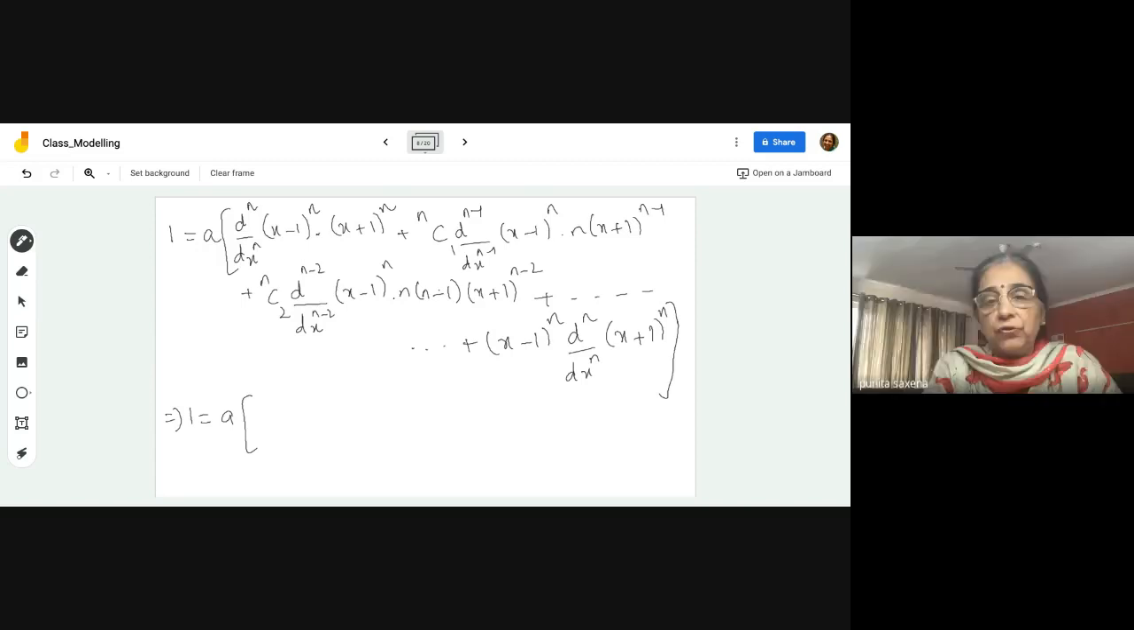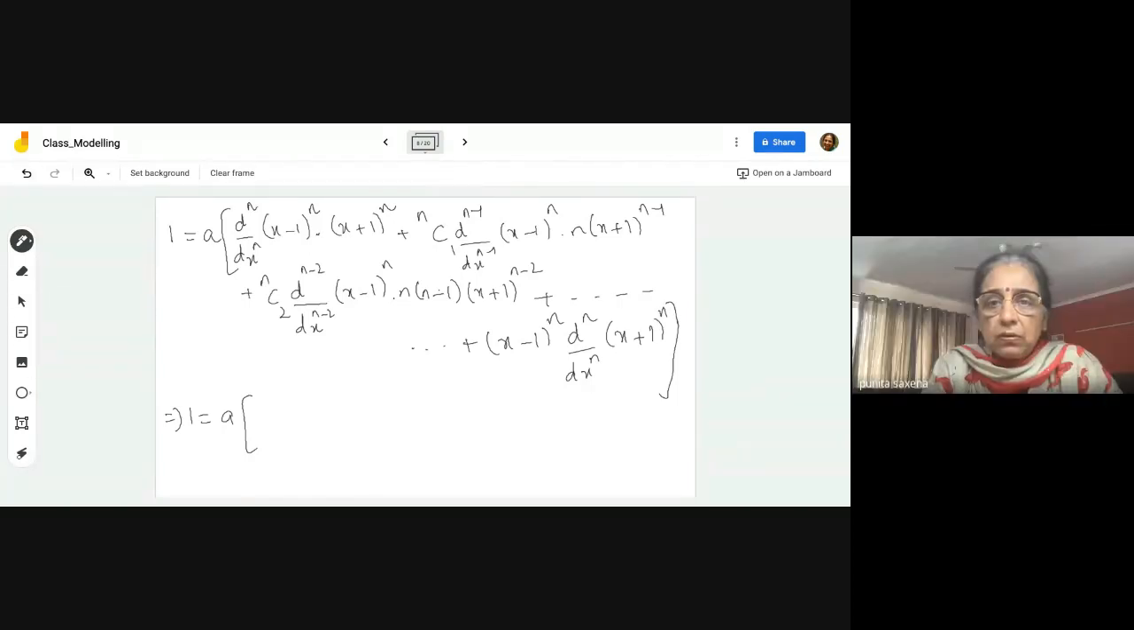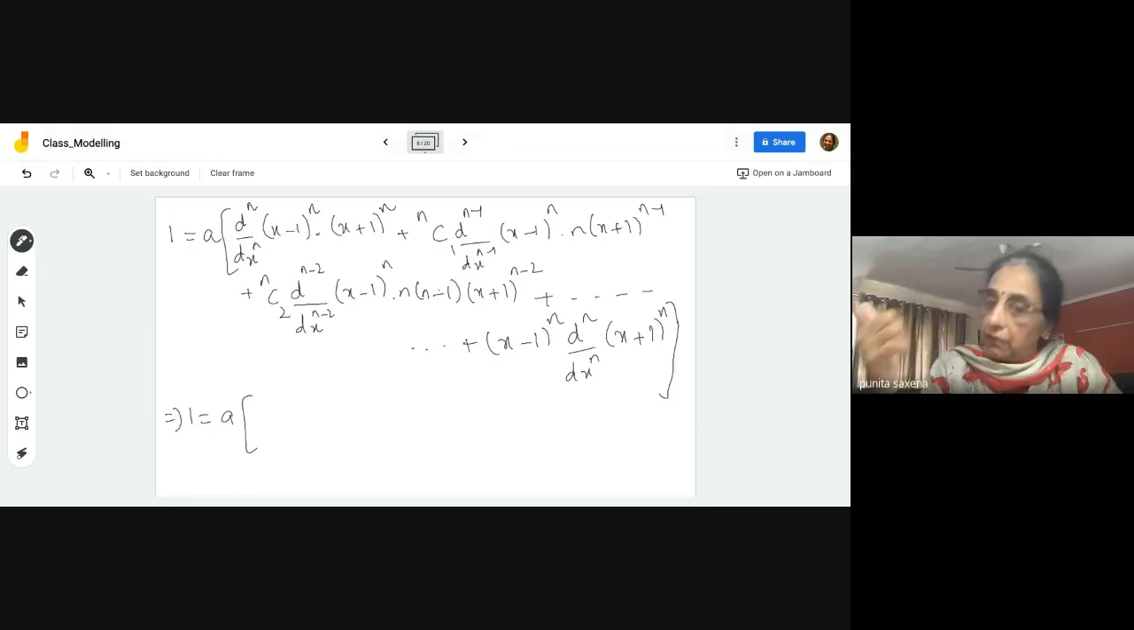So what is the nth derivative of x to the power n? n factorial. I'm just saying the nth derivative of x to the power n. It is n factorial.